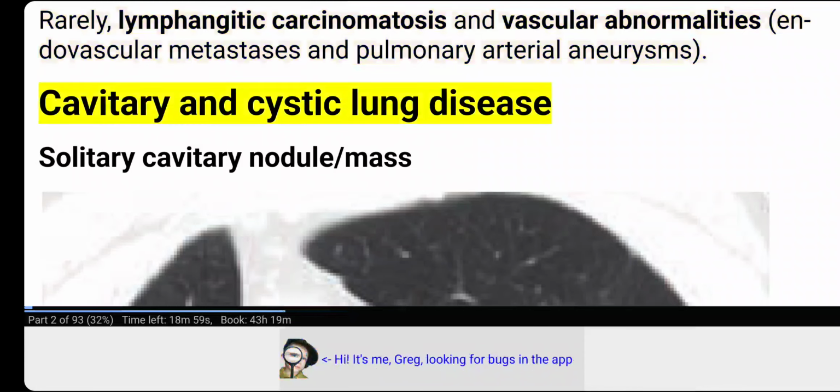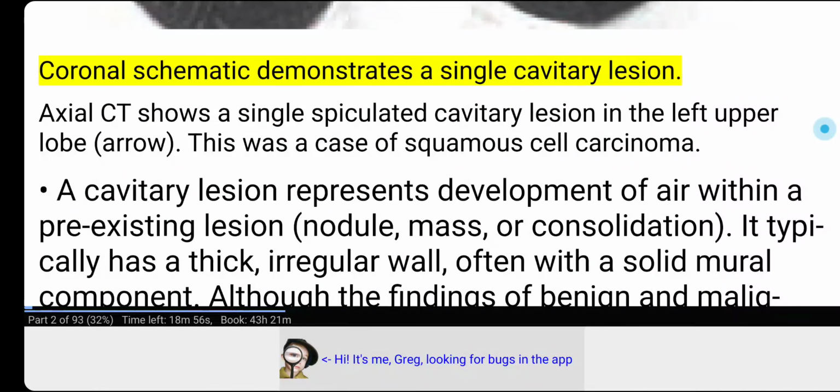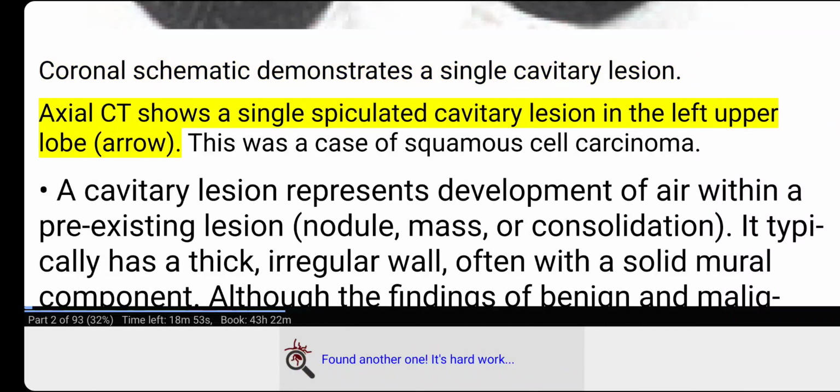Cavitary and cystic lung disease. Solitary cavitary nodule, mass. Coronal schematic demonstrates a single cavitary lesion. Axial CT shows a single spiculated cavitary lesion in the left upper lobe, arrow.